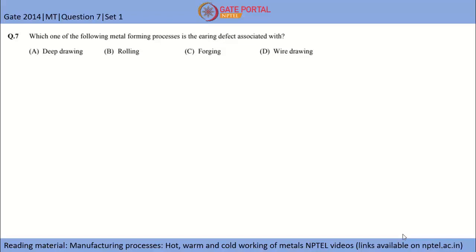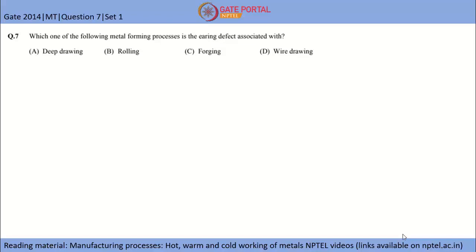This is question number 7, GATE Metallurgical Engineering 2014 question paper. Which one of the following metal forming processes is the earring defect associated with? Option A is deep drawing, option B is rolling, option C is forging, and option D is wire drawing.